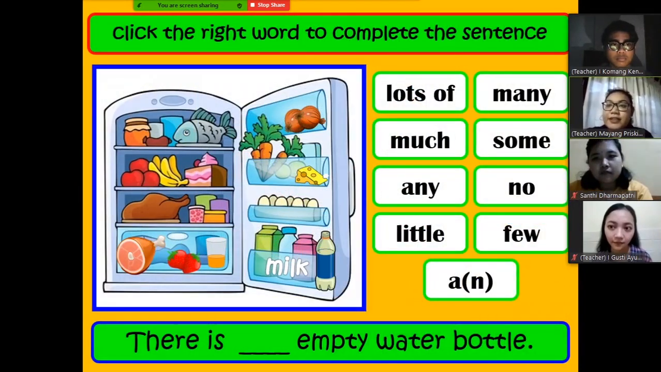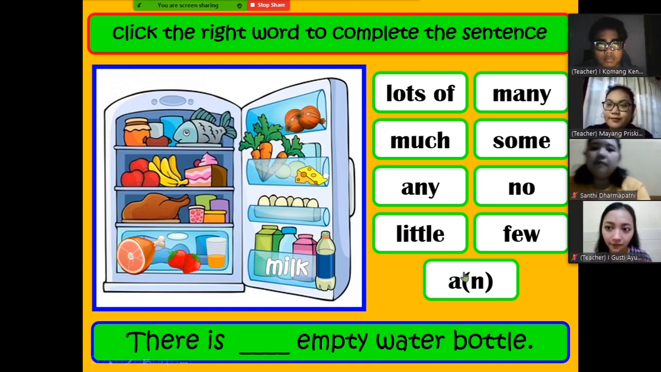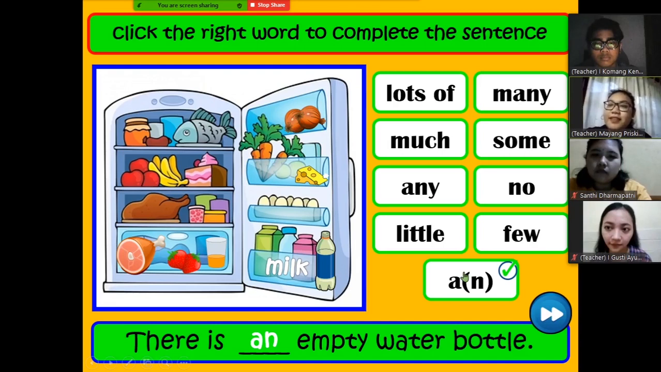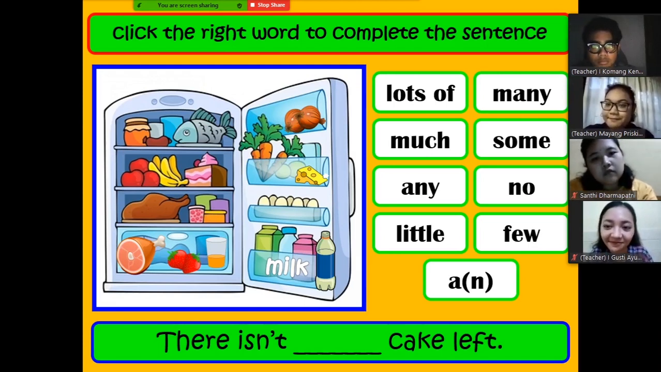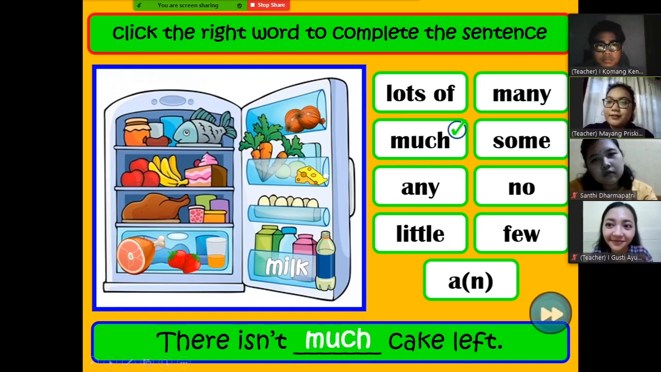The first question needs to be answered by Widet. There is an empty water bottle, and the answer is in. Great job. You're correct. Next. This is Aris' turn. There isn't blank cake left. My answer is much. Yes, correct. You did a great job.